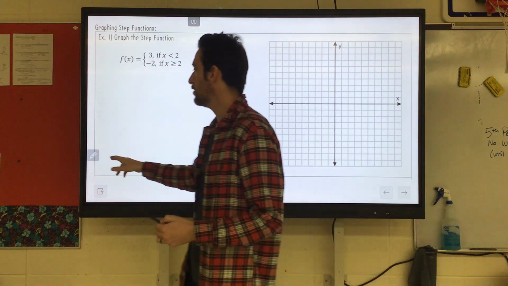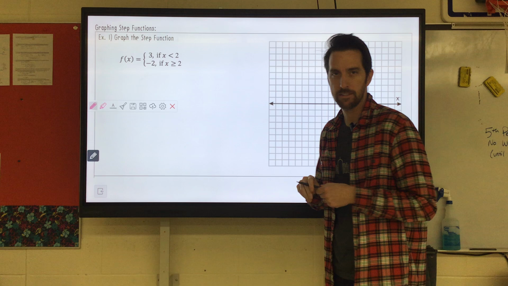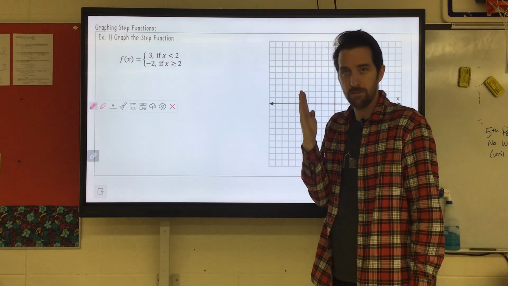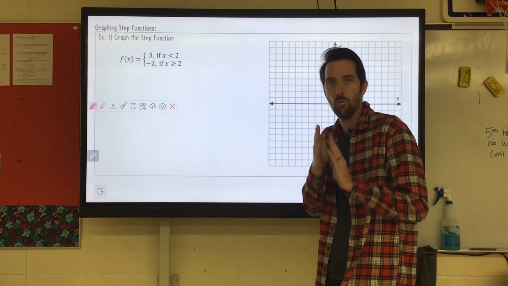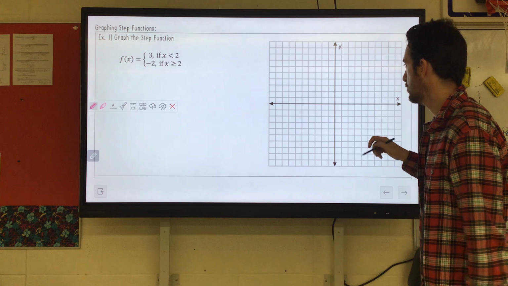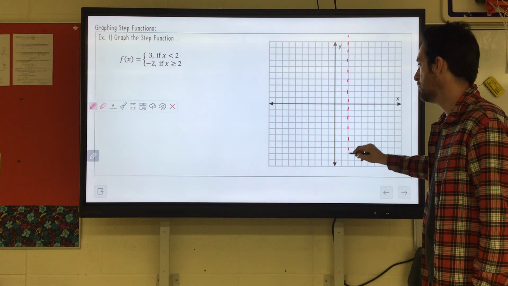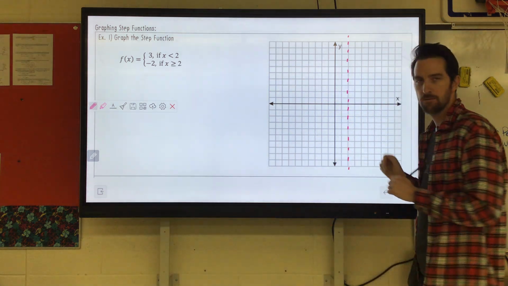What I do is create a boundary line. If x equals 2, that would be a vertical line at 2. So I create like an invisible wall there at x equals 2. Is this necessary? No, of course not. But this helps me picture what's going on.